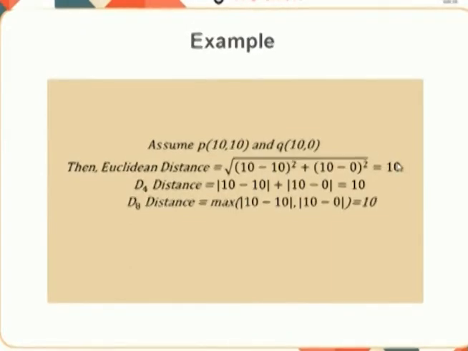and we can simply say that it is 10 units. Similarly, D4 distance can be computed as modulus of 10 minus 10 plus modulus of 10 minus 0, it is going to be 10. Similarly, D8 distance is going to be the maximum of 10 minus 10 and 10 minus 0, which is going to be 10. Incidentally, for this problem all these distances come out the same, but it need not necessarily be so for all circumstances. In some cases it may vary also.